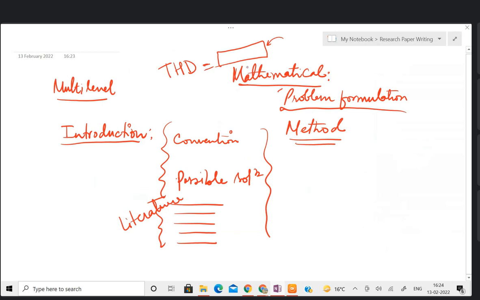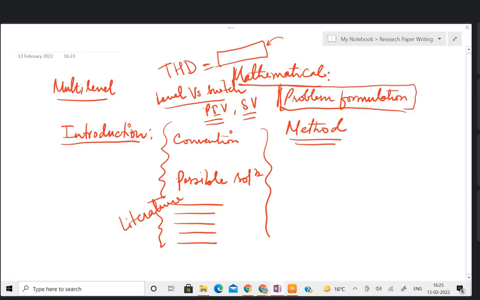Or if you are working with topology, then you can come up with the relation between the number of levels versus the switch requirement, and there are some other parameters which determine the usefulness of an inverter, such as your peak inverse voltage. We also call it standing voltage in multi-level inverters. That needs to be as low as possible. So this is how you write the section on problem formulation.